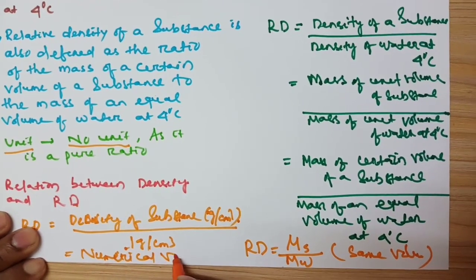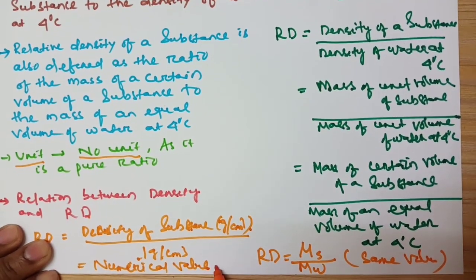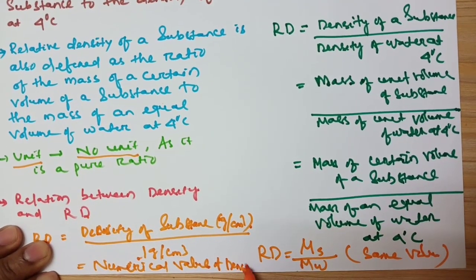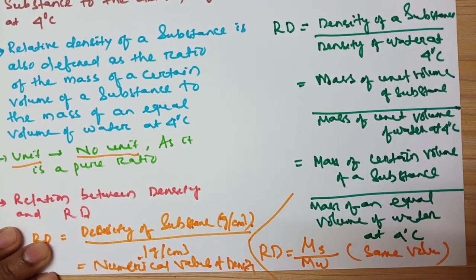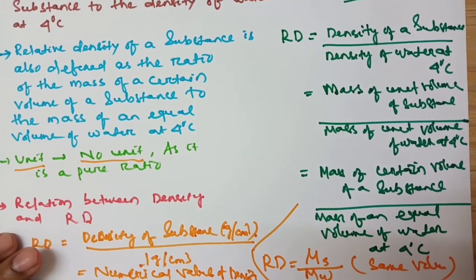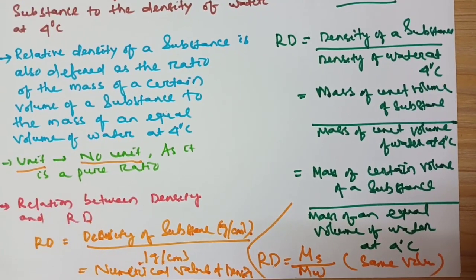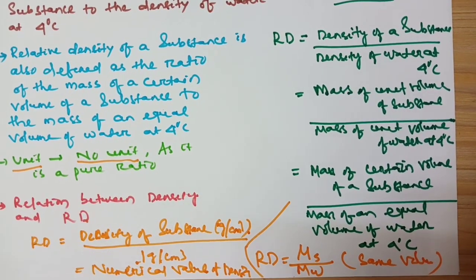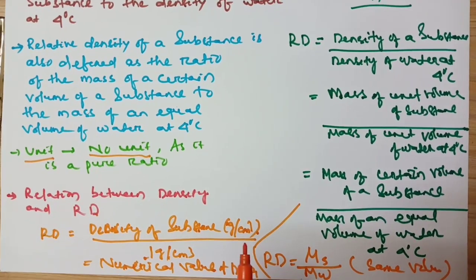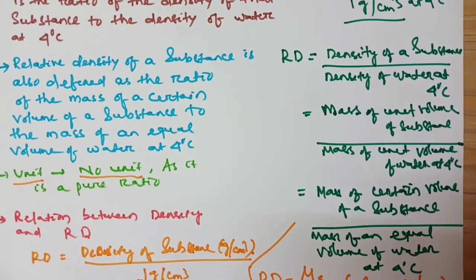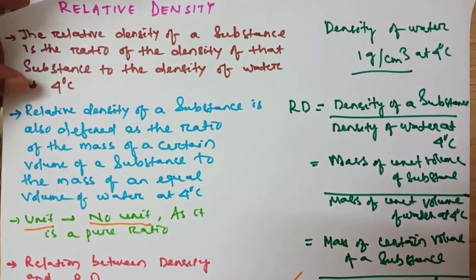Numerical value of density. The numerical value you will write is only the number, that is 8.9. Again I am telling, if the density of copper is 8.9 gram per cubic centimeter, what is the relative density? Only 8.9. Only 8.9 you have to remember. Okay, so this is about relative density and unit. It has no unit.